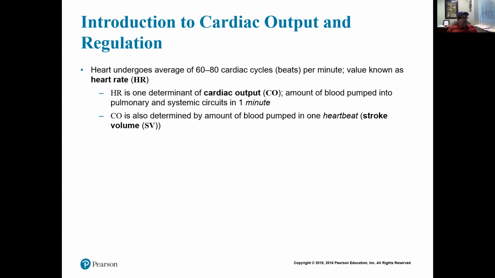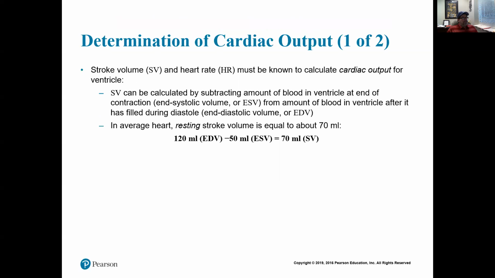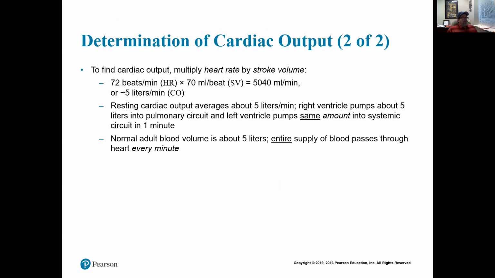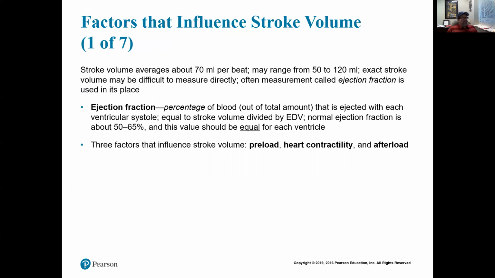Our normal heart rate is 60 to 80 cycles per minute. And the cardiac output is the amount of blood pumped in the pulmonary and systemic circuits in a minute. In one heartbeat, that's the stroke volume, and the normal amount is around 70 milliliters. So to multiply that out, at 72 beats per minute, you basically pump 5 liters every minute, and that is the volume of the blood in your body. So you're pumping all your blood through the heart every minute. That's pretty wild when you think about it.